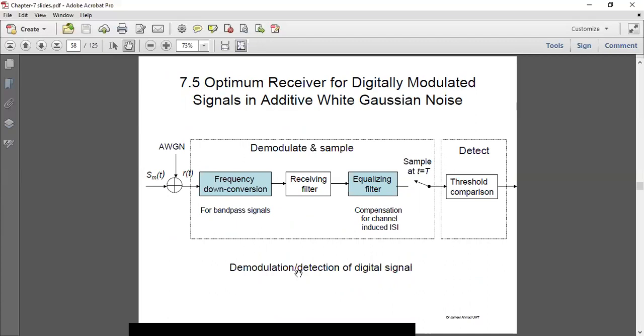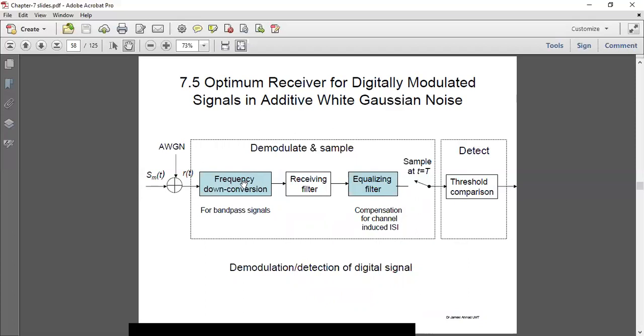This is the structure of the demodulation and detection process of a digital signal. This is our demodulator. The transmitted signal arrives at the receiver end, corrupted by AWGN noise, and both are added together, and then the received signal r(t) is at the input of our receiver. The receiver has two parts: demodulate and sample, and then detect. This is the detection part, and this is the demodulation part.